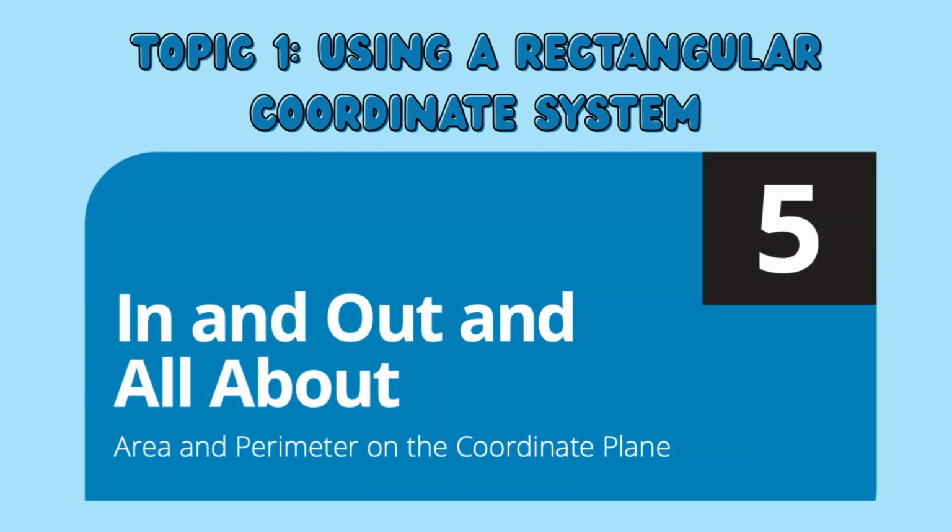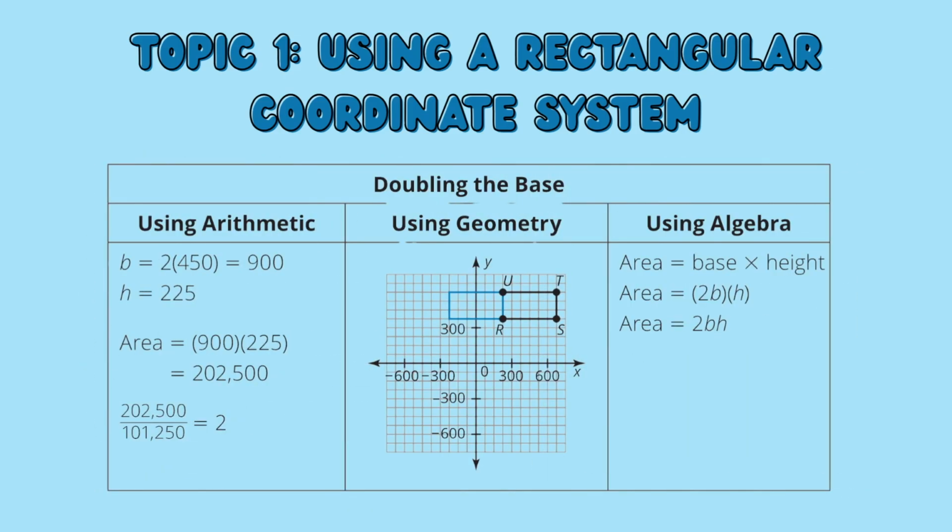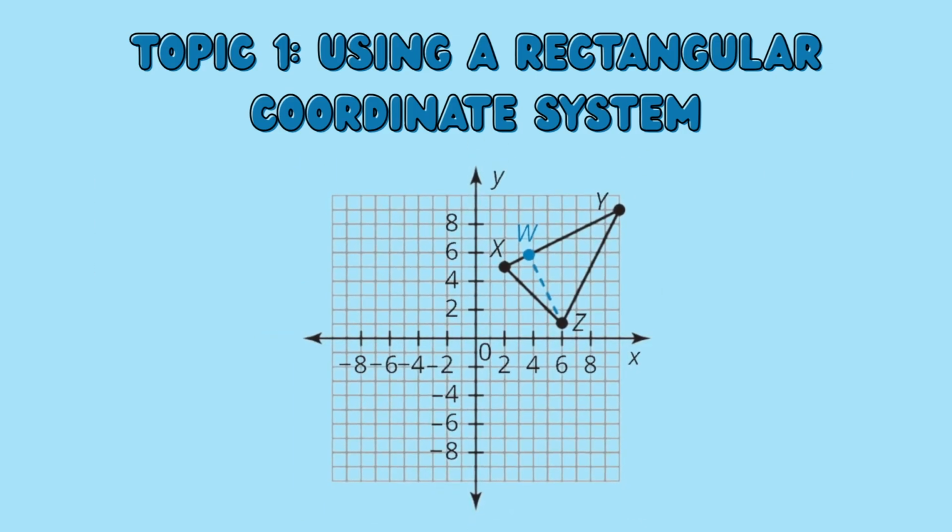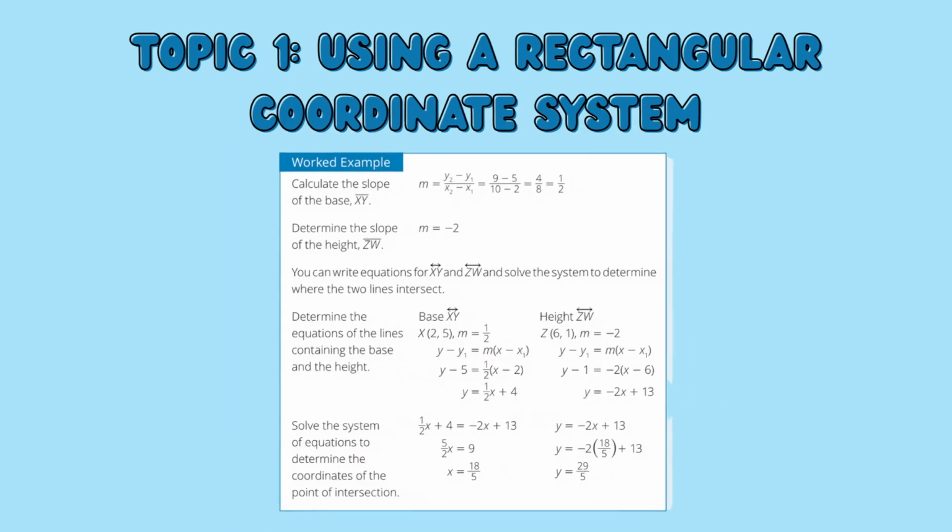Lesson 5, In and Out and All About, Area and perimeter on the coordinate plane. In this lesson, students calculate the perimeter and area of rectangles and triangles on the coordinate plane. They double dimensions of figures and explain how this affects the area of the figure. They also translate figures on the coordinate plane to more efficiently determine their perimeter and area. Students algebraically determine the non-vertical height of a triangle as they treat each side as the base. They then use the height to calculate the area of the triangle.